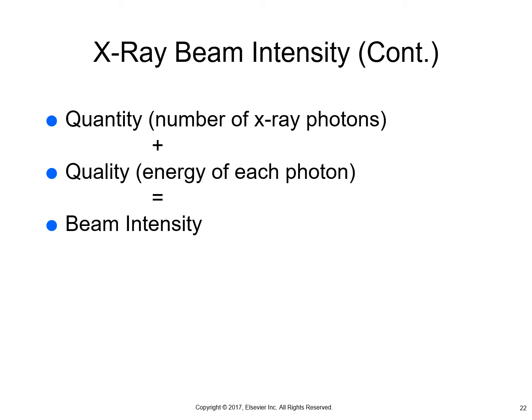Again, quantity is the number of X-ray photons. Quantity is controlled by mA and time. Quality is the energy of each photon, which is my kVp, or penetrability, and that is what equals our beam intensity.